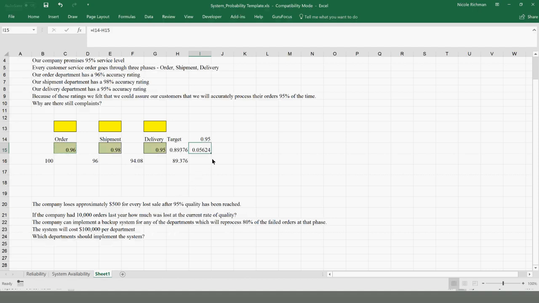So if we had 10,000 orders last year, we're going to make this a little bit easier to read. So if we had 10,000 orders last year, then what's the volume of orders that did not meet the 95% expectation?